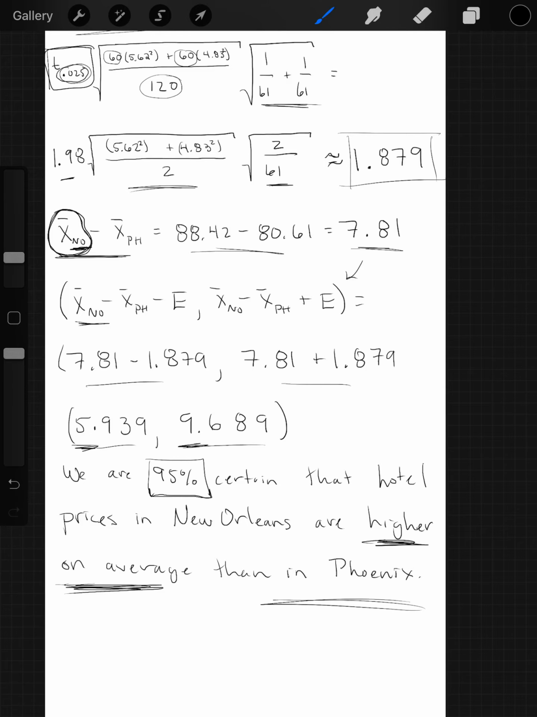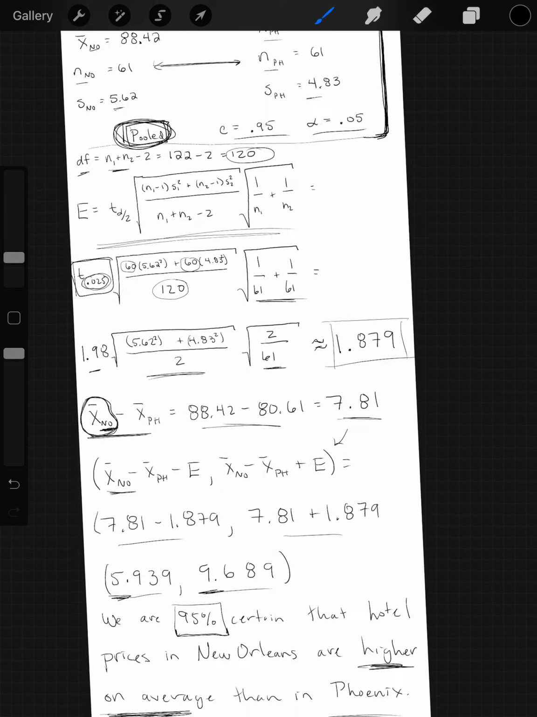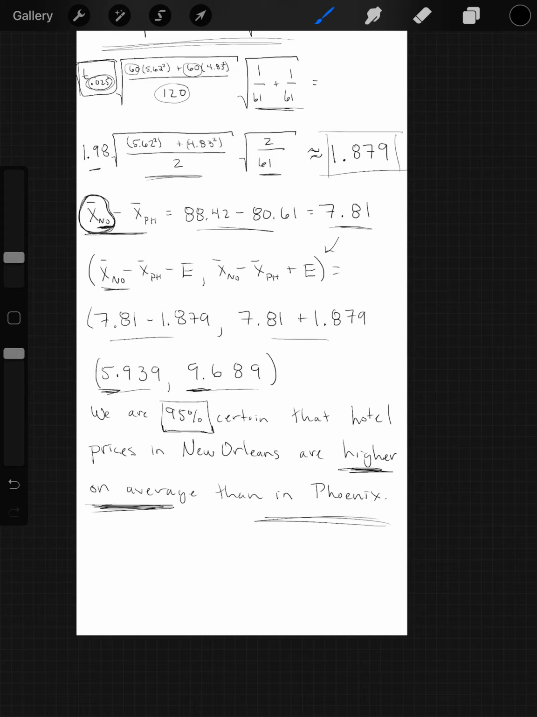Right, and this was our confidence level again. And so the question was, can it be concluded that the average hotel room costs more than in Phoenix? So we're 95% certain that yes, right? So again, we can't be 100% positive about anything, but we can come to a conclusion that most likely hotel prices in New Orleans are higher on average than they are in Phoenix. Right?